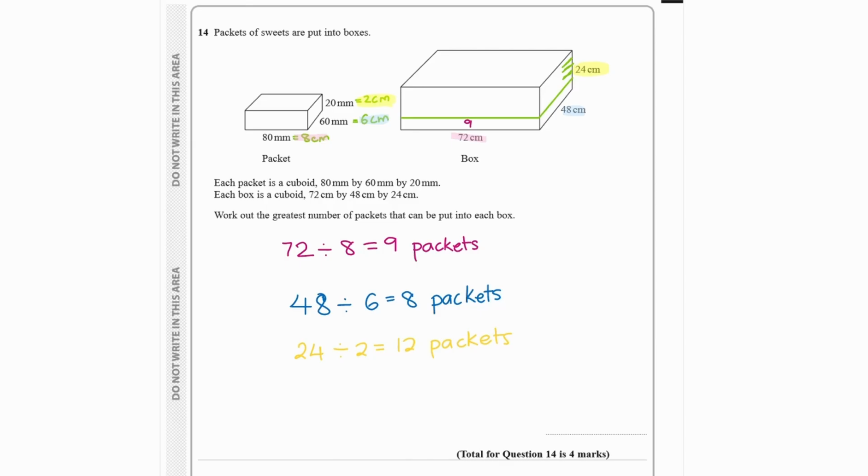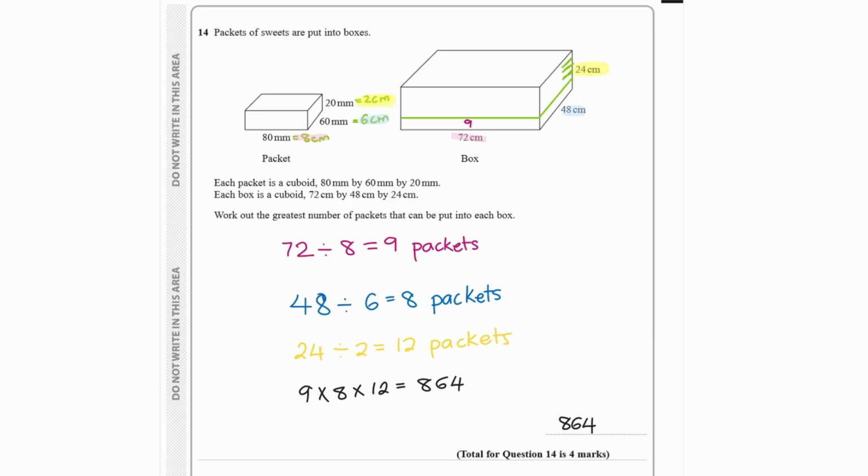This means that we will have 9 packets in the length of the box, 8 packets in the width of the box, and 12 packets along the height. So in order to find how many boxes we can fit in total, we would do 9 times 8 times 12, and we can work that out on the calculator, and that gives us 864.